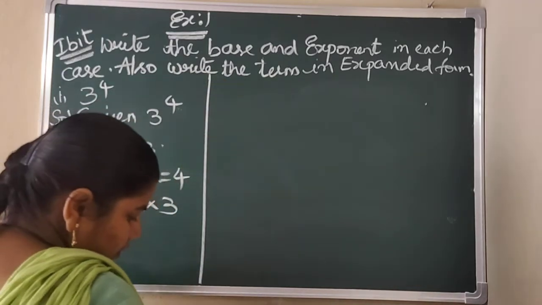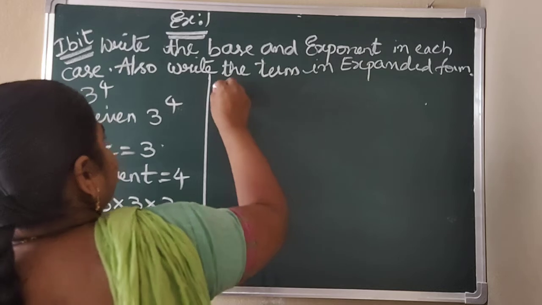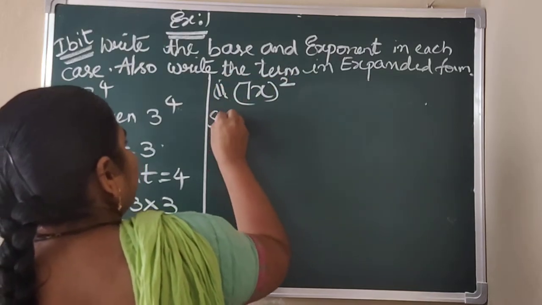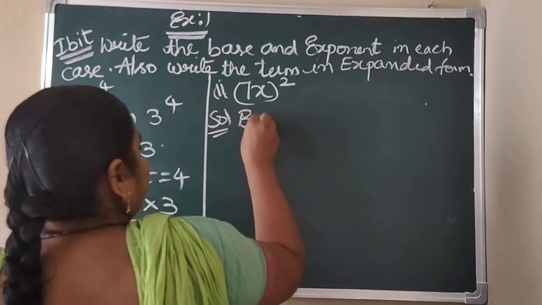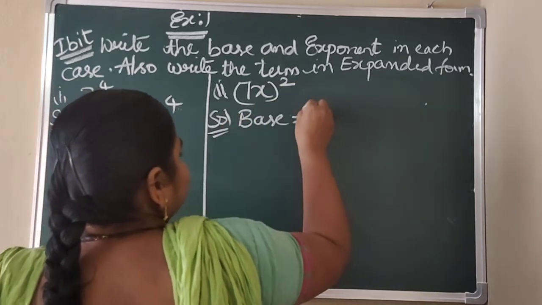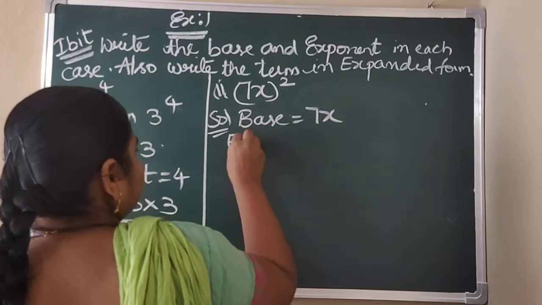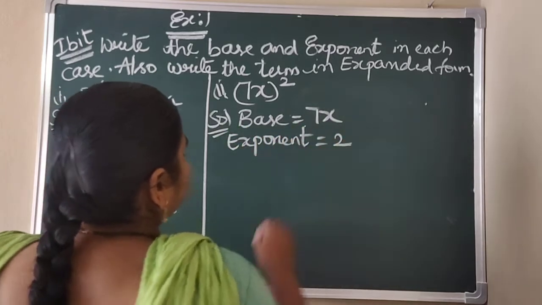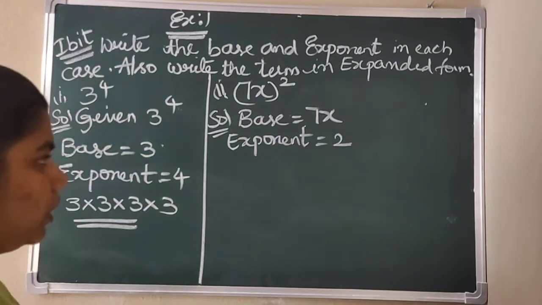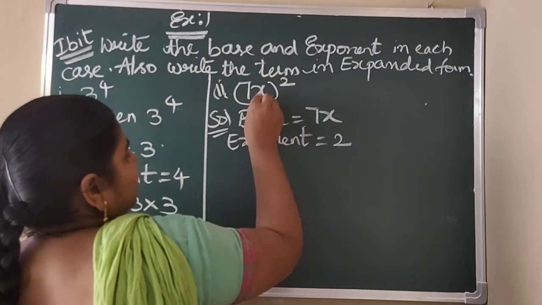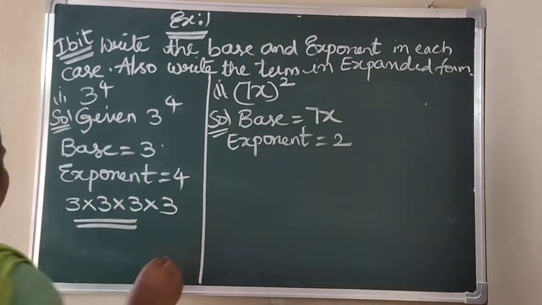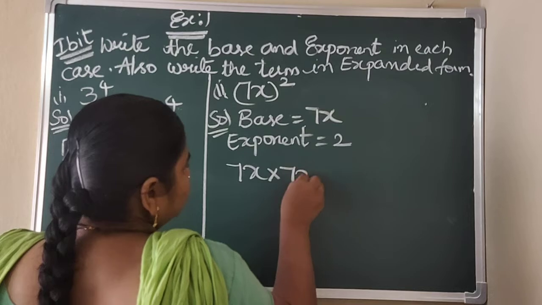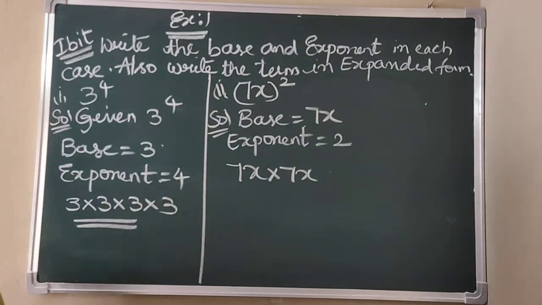So second one, 7x to the power of 2. So what is the base? What is the exponent we have to find? Base is 7x. Exponent is 2. Now we have to expand the given question. So how to expand? 7x we have to multiply how many times? 2 times we have to multiply. That is 7x into 7x. So this is our second one.